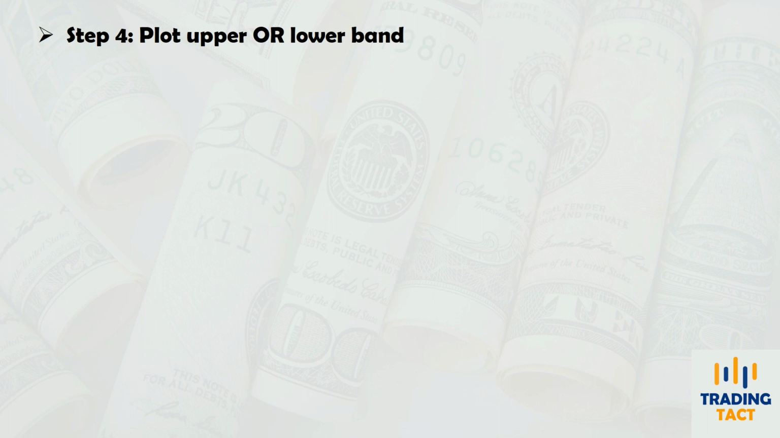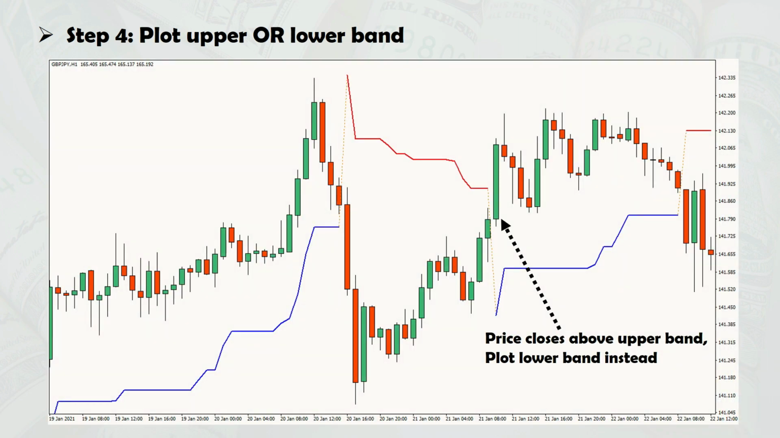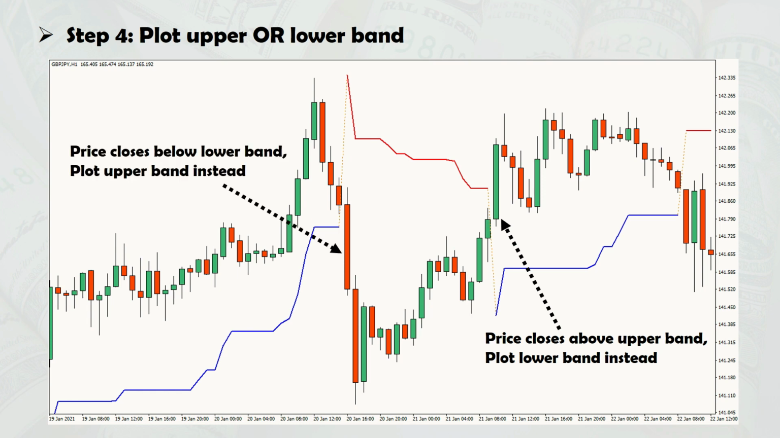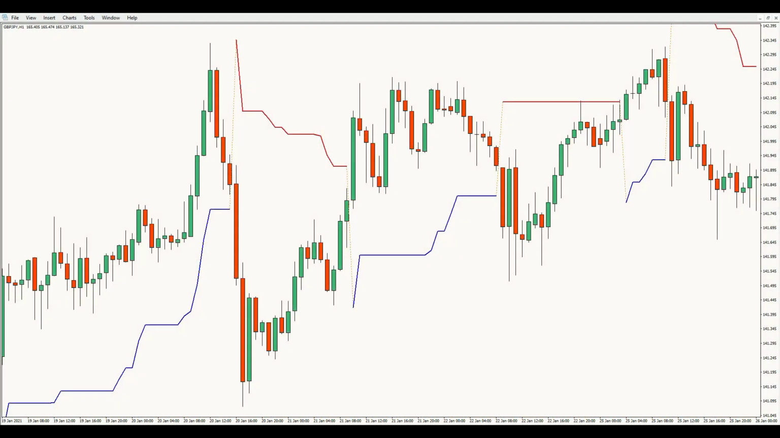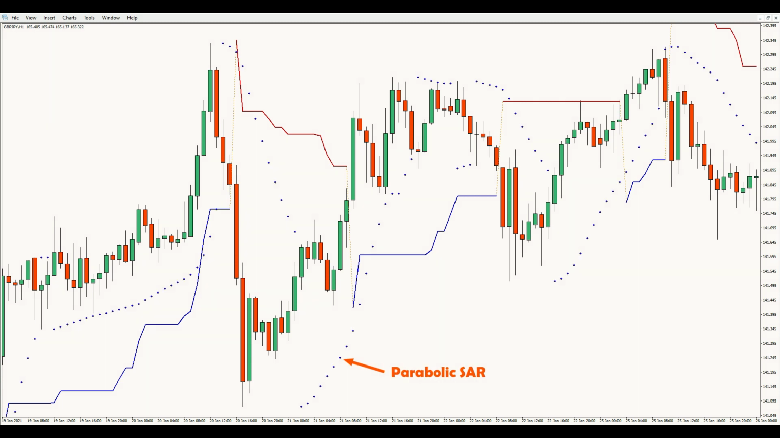Finally, we choose which of the two bands to plot, since only one band is shown on the chart each time. If prices have closed above the final upper band, an uptrend is signaled. The final lower band should be plotted in this case. If prices have closed below the final lower band, a downtrend is signaled. The final upper band should be plotted in this case. This is how the Supertrend flips above or below prices whenever the trend changes direction. It reminds me of Wilder's parabolic SAR indicator, except that the bands do not accelerate towards prices.